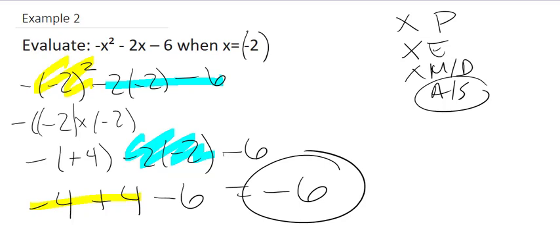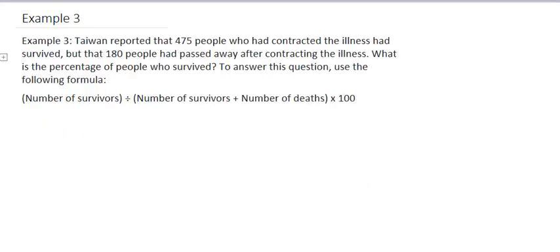So now let's look at another example. Taiwan reported that 475 people who had contracted the illness had survived, but that 180 people had passed away from contracting the illness. What is the percentage of people who survived? So to answer this question, we'll use the formula below, which is the number of survivors divided by the number of survivors plus the number of deaths times 100. So let's start filling this in.